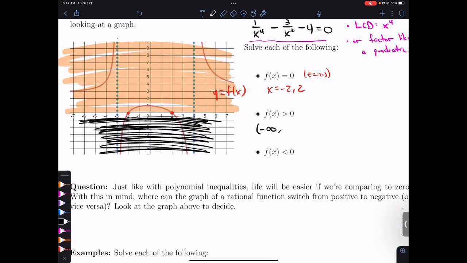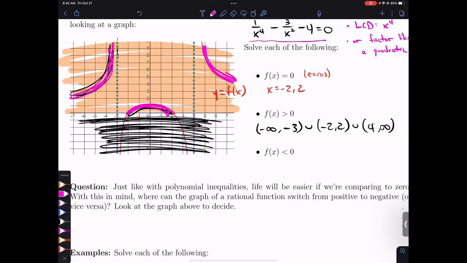-infinity to -3. And then -2 to 2. And then 4 to infinity, right? Because there's this piece, and this piece, and this piece, right? And those are all sitting in the upper half. So they're all greater than 0.